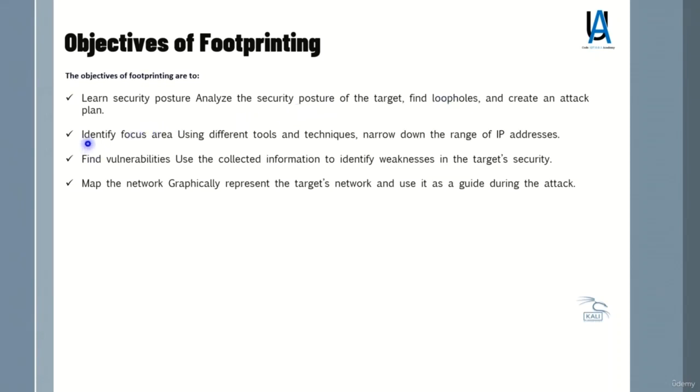Okay, the attacker may identify focus areas using different tools and techniques, and then he will narrow down the range of IP addresses as well. He will filter out those IP addresses that are irrelevant, where no services are running or nothing is important to the attacker. Then he focuses on the main area of concern. Depending upon all this gathered information, he tries to find different vulnerabilities. It's also possible for the attacker to graphically represent the target network.